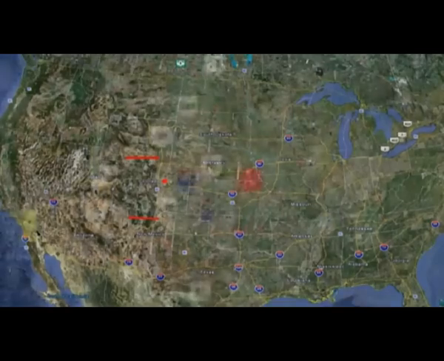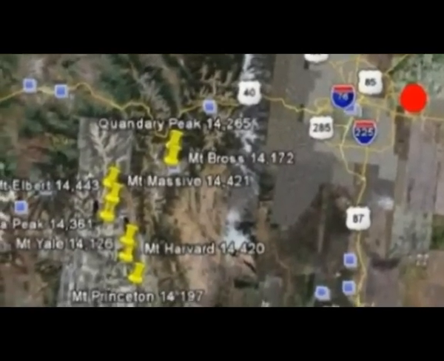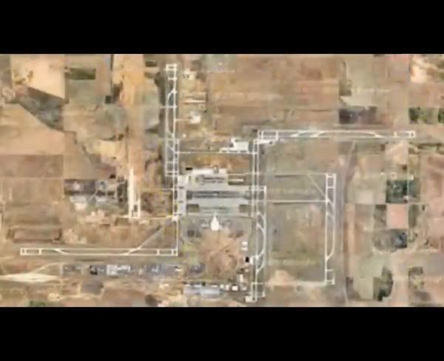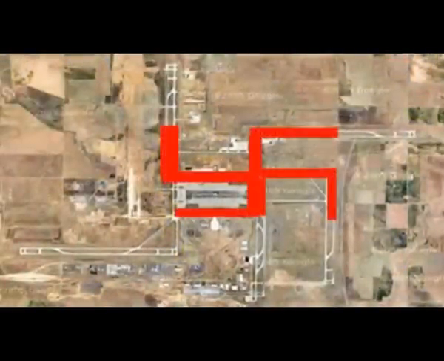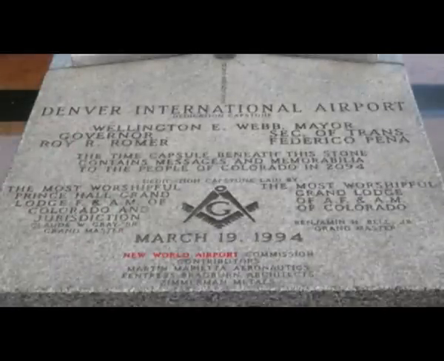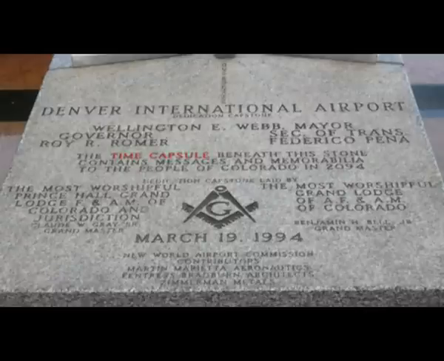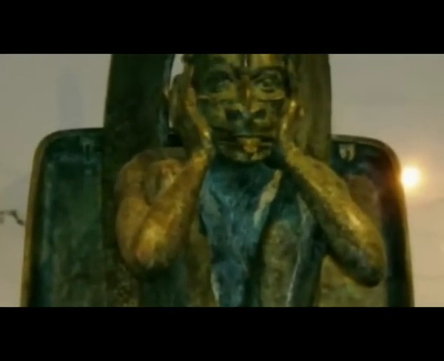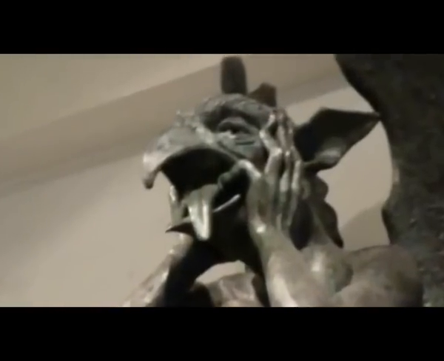that it was constructed a mile above sea level, behind the tallest mountain range in the continental United States, that the runways form a swastika, that the access roads form a giant phallus and testicles, that it's called the New World Airport, there is a time capsule, and it has the stamp of the Freemasons. There are gargoyles sticking their tongues out at you.